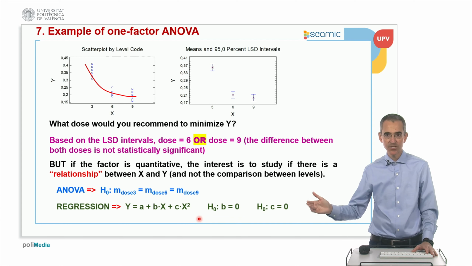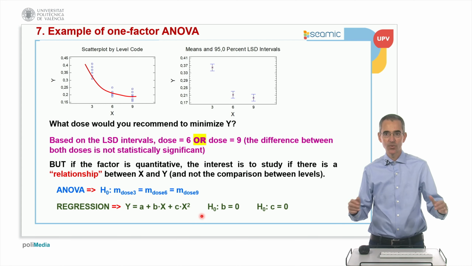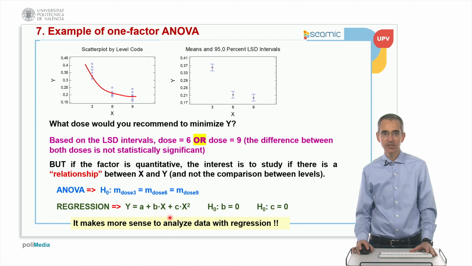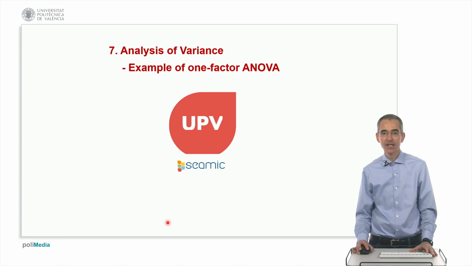So this example is interesting because the conclusion is different according to the method that we are using, and in statistics it's very important. When we have data, we can treat the data with different techniques, but it is also very important to choose the right technique for every case. In this case, we can choose ANOVA or regression, but the best method is regression. It makes more sense to analyze the data with regression in the case of quantitative factors. And here I finish this video about ANOVA with this example of one-factor ANOVA.